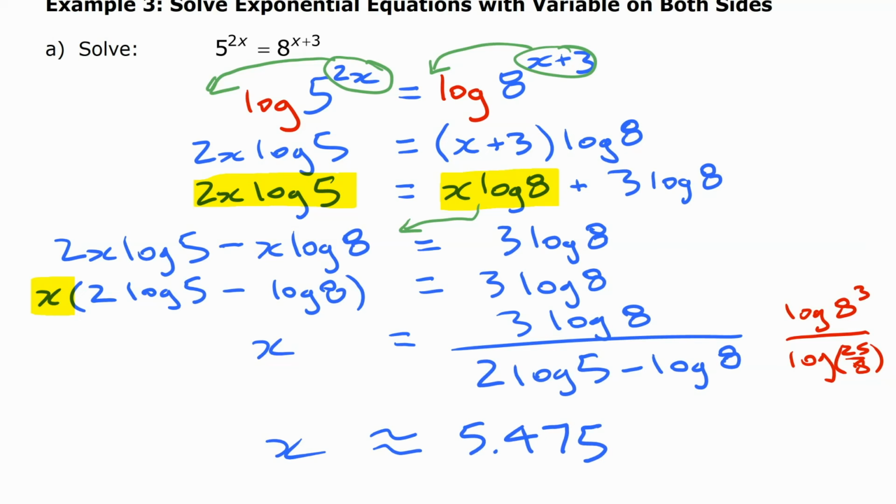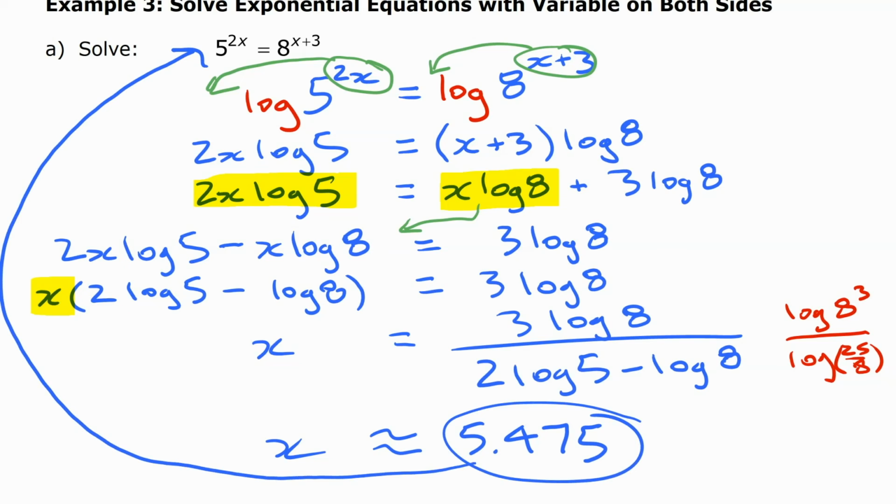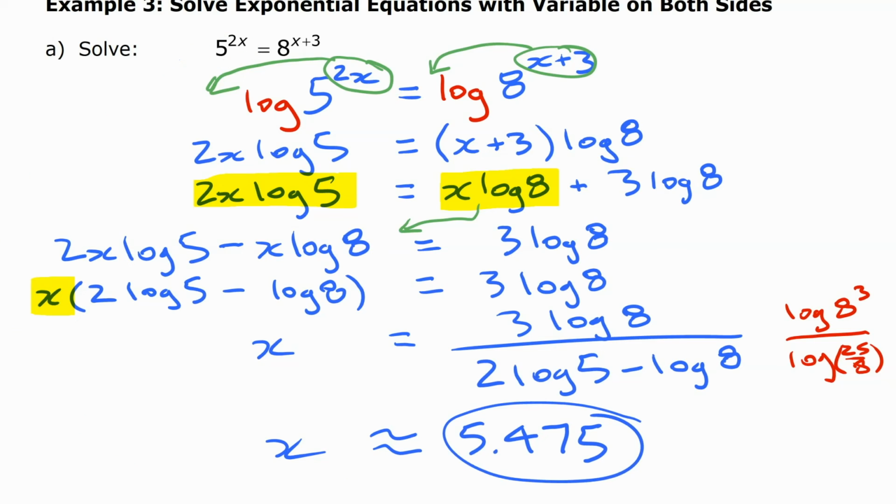5.475, right? At this point, I haven't mentioned this yet, but just like any other equation, you could take this number and check your solution by putting it back into the original equation and going to the calculator and saying 5 to the 2x, substitute the value in and see what it gives you, and then do the other side and just confirm that the two sides are equal there, all right?